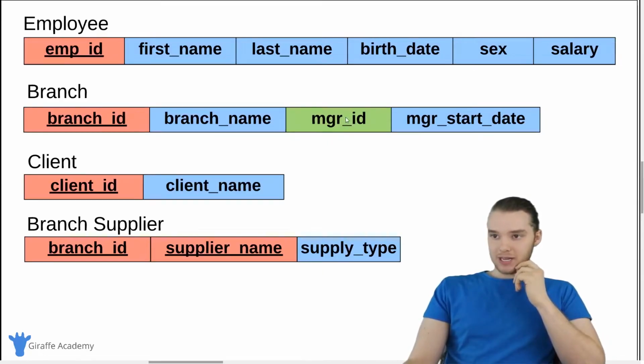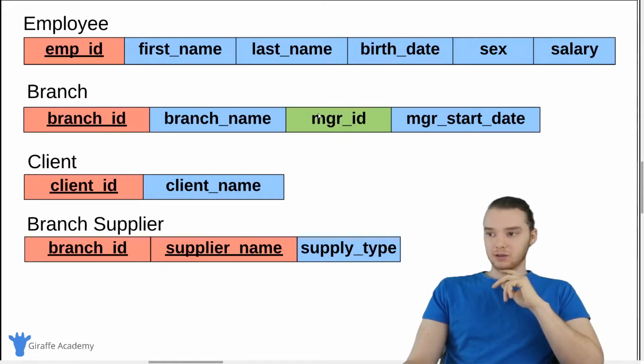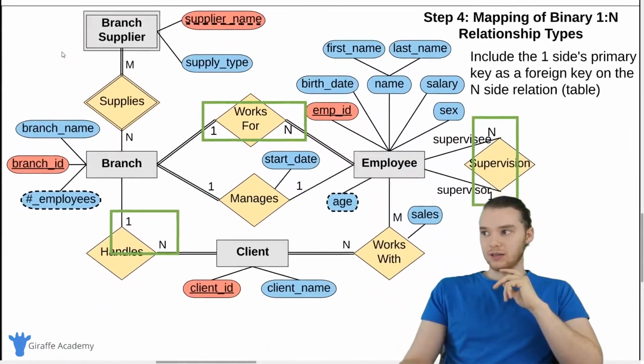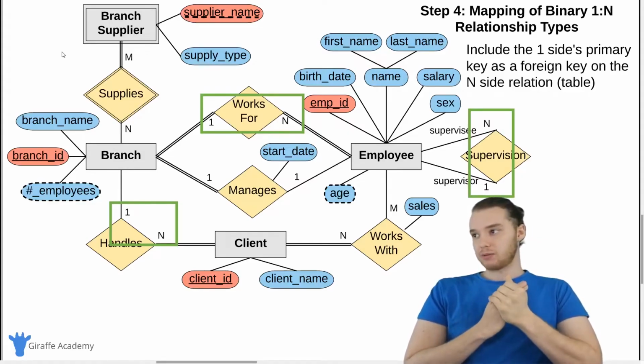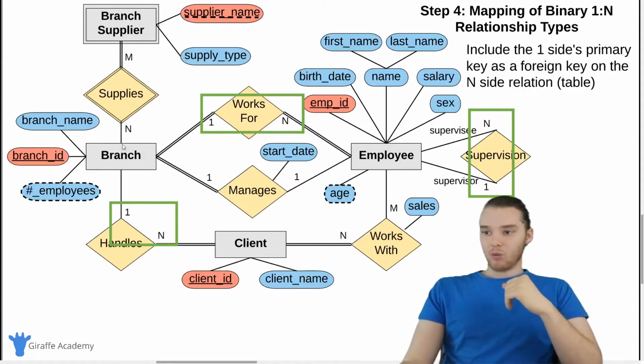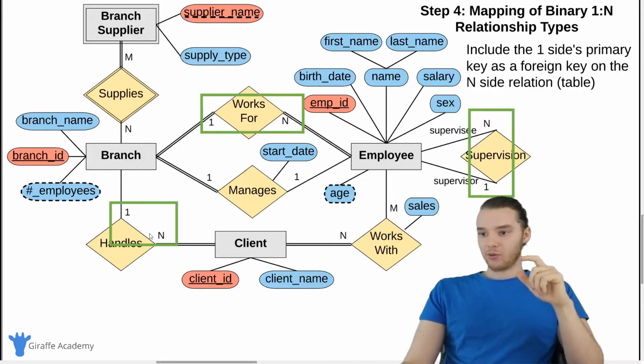And this is a foreign key which points to this employee's ID up here. So that's how we're going to link those two together. Step four is the mapping of binary 1 to n relationship types. So unlike a one-to-one relation, now we're looking for 1 to n. And you'll see that we have three of them here.